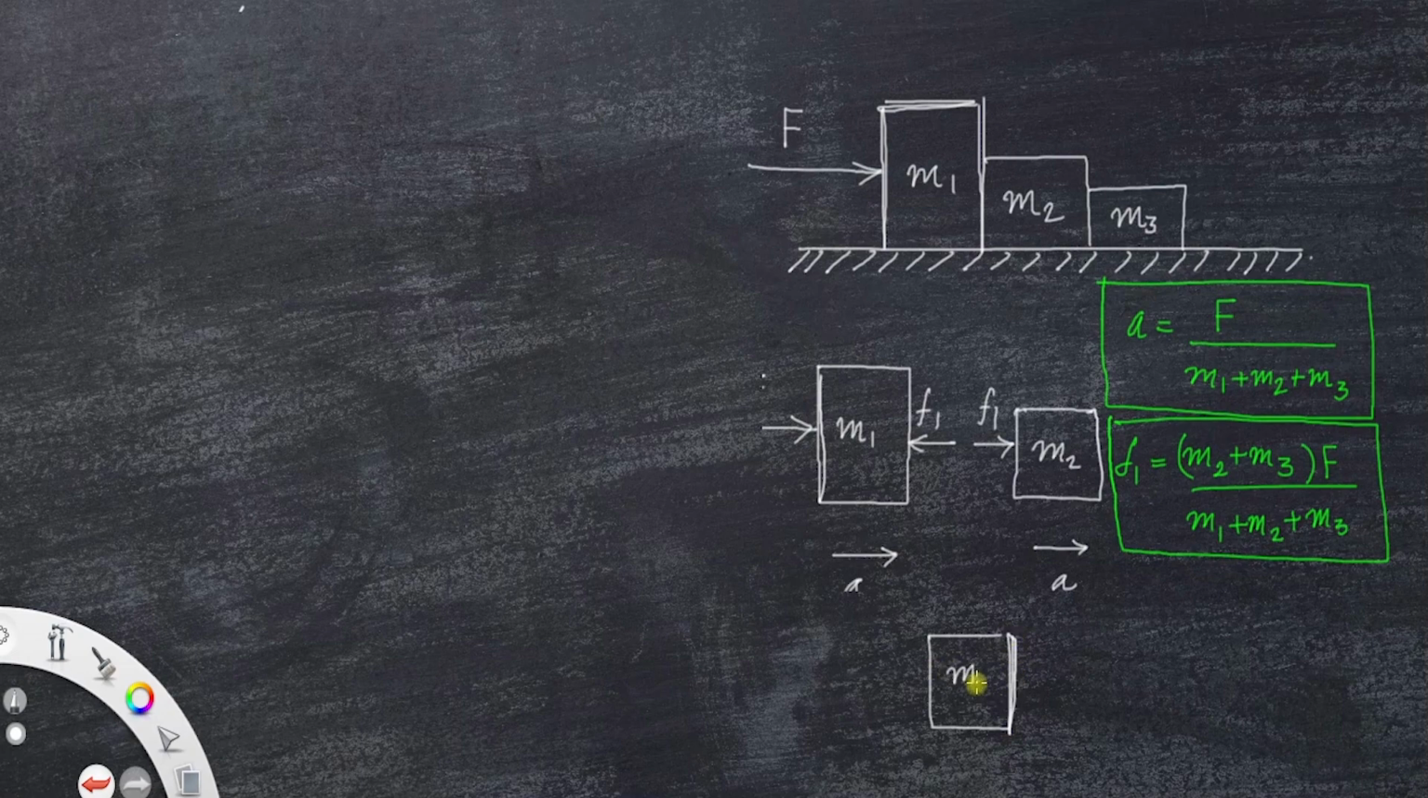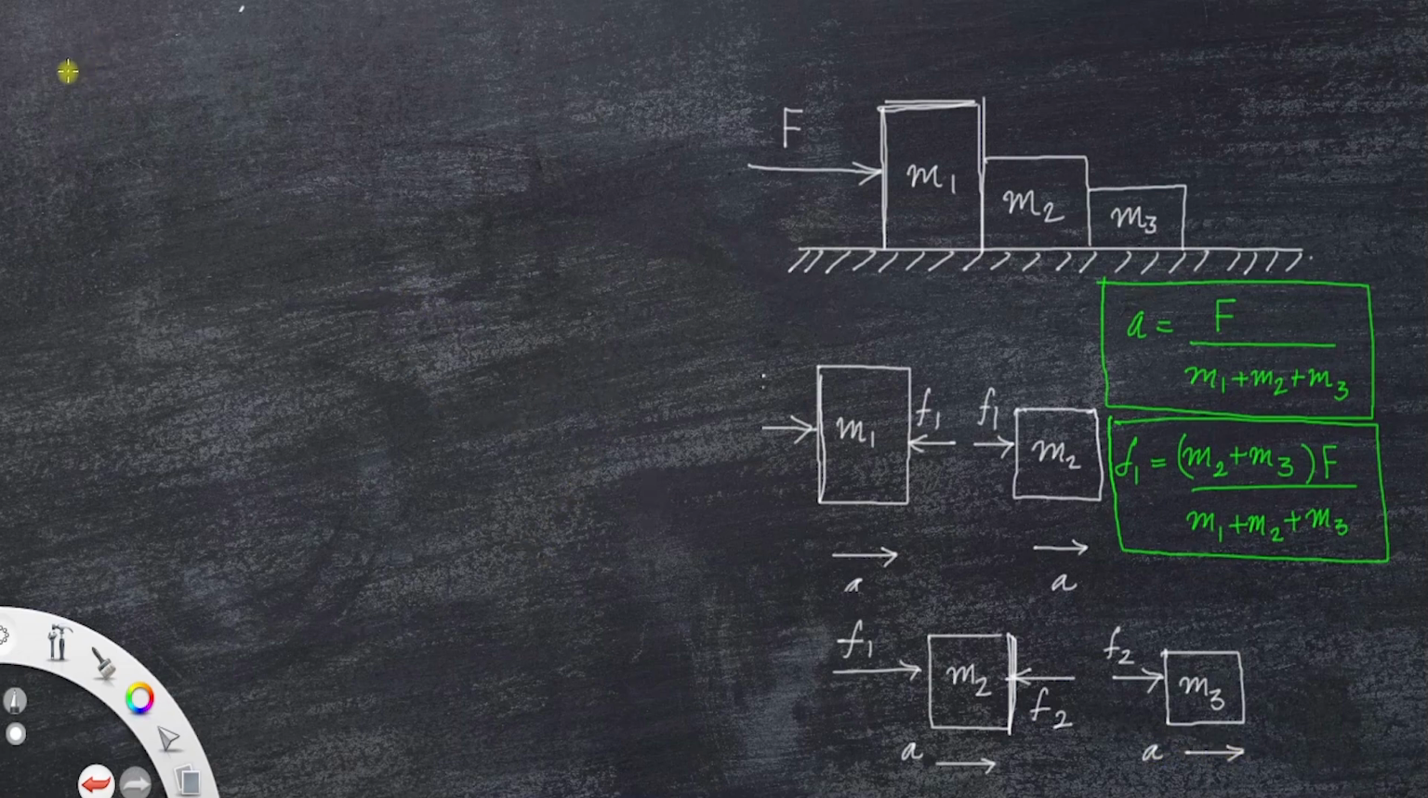This is m2. Here we have F1 and the acceleration here is A. Now let me draw m3 here. We know this time m2 will give an action to this m3, which is F2, and this m3 gives back a reaction to m2, which is of the same magnitude F2 itself, but in the opposite direction. Here also the acceleration is A itself.